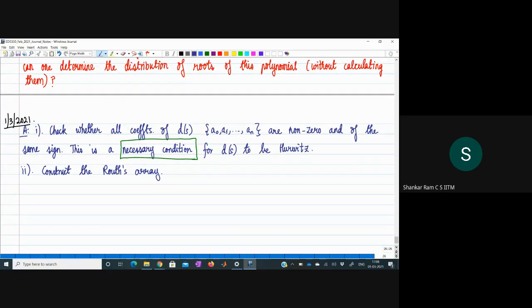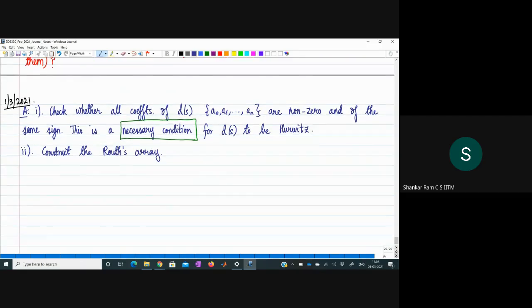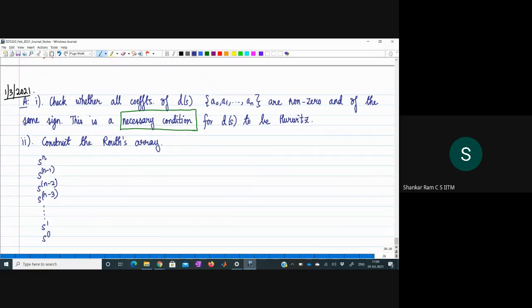So how do I construct the Routh array? We construct the Routh array by doing this. First, we write down all the powers of s in descending order, starting from s power n, then s power n minus 1, s power n minus 2, s power n minus 3, all the way till s power 1 and s power 0.